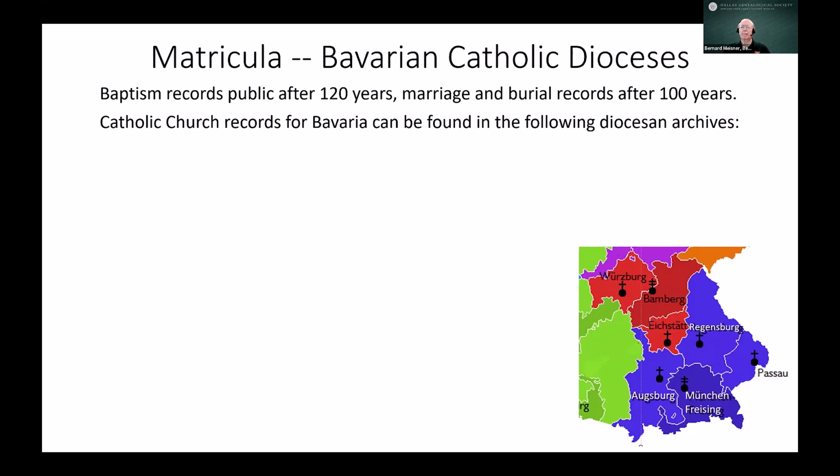So typically for the Catholic records, it's 120 years for baptismal records, then they become public. Marriage and burial records after 100 years. So you're not going to find too much in the way of current. You're going to have to go further back in time. And it's up to each bishop to decide what records they will make publicly available beyond these particular years.